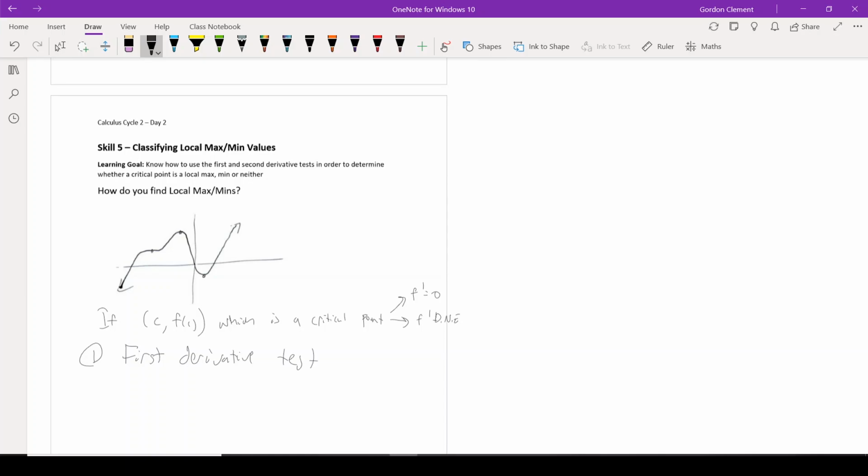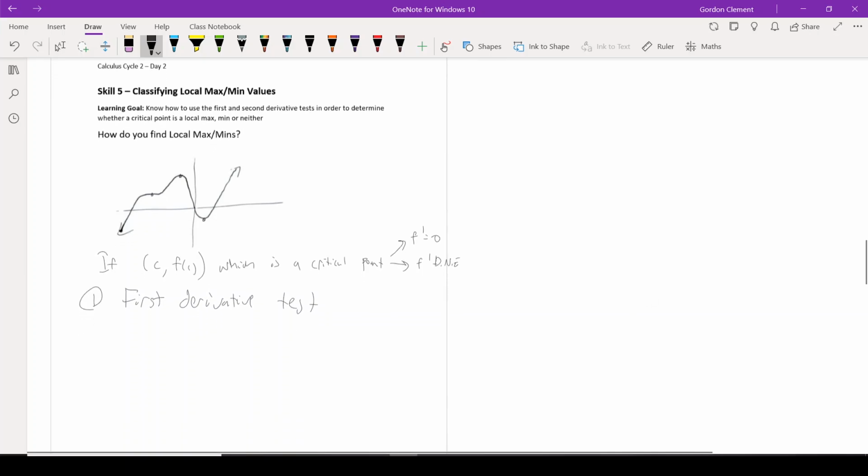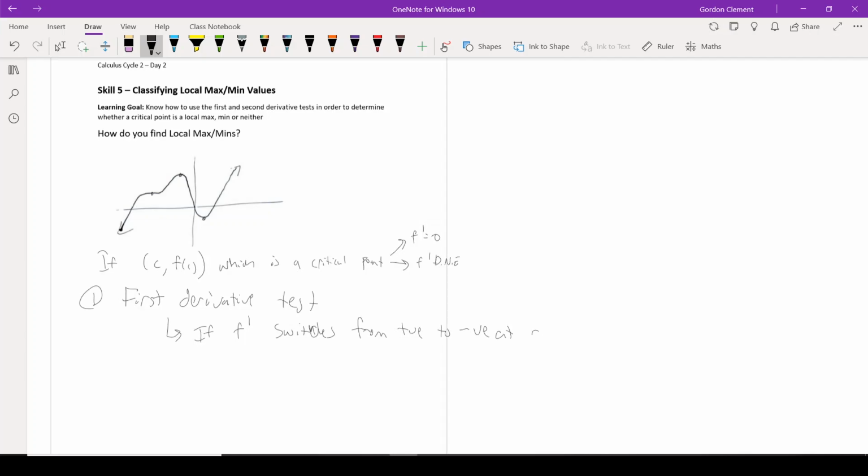And we've already done this sort of test. We didn't call it the first derivative test, but we do this when we're curve sketching. Basically, what you do is you make a factor table for the first derivative, and you see what the signs do. So if it switches signs from positive to negative, that's like that example up there. It's increasing, it flattens, then it decreases. That point's going to be a local max.